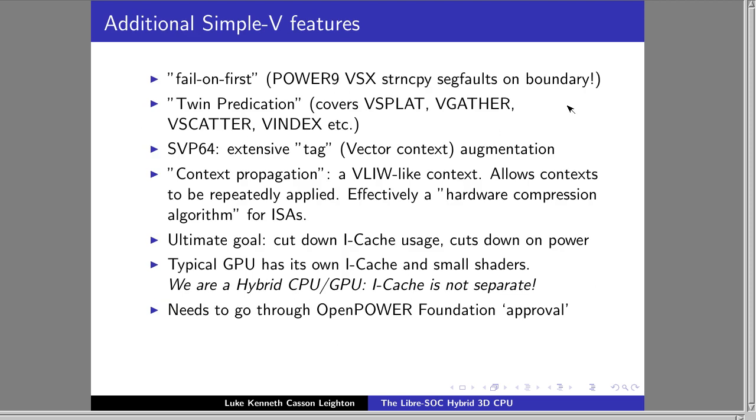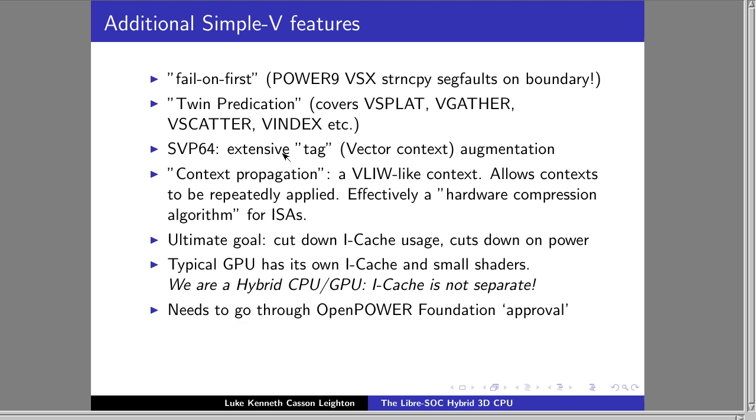We're also adding fail-on-first. SVE2 in ARM was the first place to really introduce data-dependent fail-on-first. We've added fail-on-first for load and store, but we've added data-dependent fail-on-first as well. There's also a new concept called twin predication, where you have a predicate on the source completely independent of the predicate on the destination. And this basically means that we have back-to-back gather and scatter, which results in a multiple ordered V insert thing. Again, this is in the Simple-V talk.